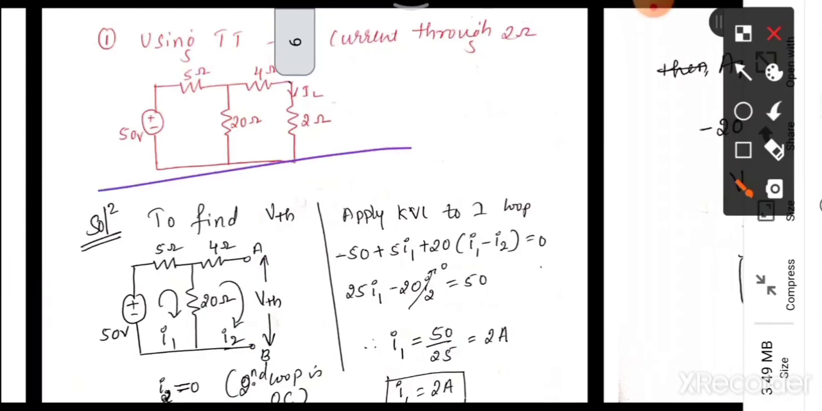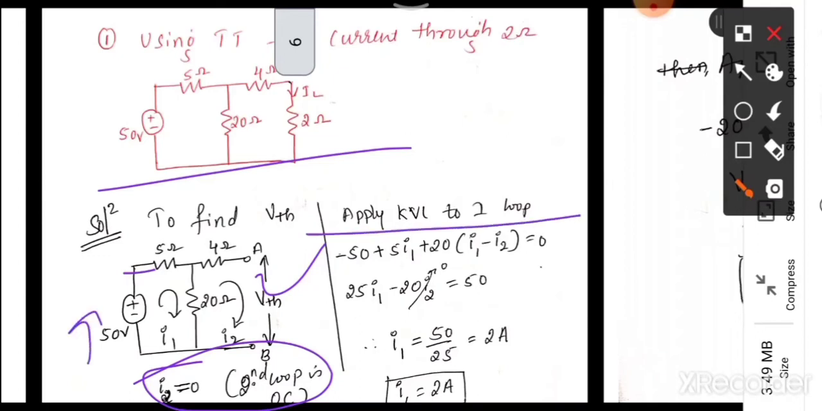Now in this circuit, there are two loops. You can take I1 and I2. So I2 will be 0 because the second loop is open circuit, therefore I2 will be equal to 0. Then apply KVL for the first loop. Start from this: minus 50 plus 5I1, okay, plus 20 into (I1 minus I2) equal to 0. So simplify this, it will be 25 I1 minus 20 I2 equal to 50.